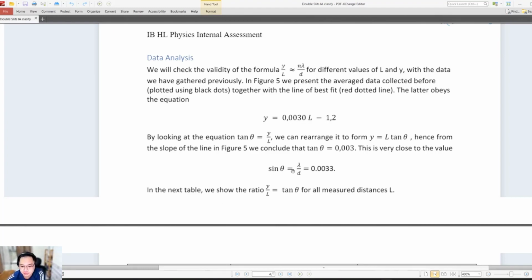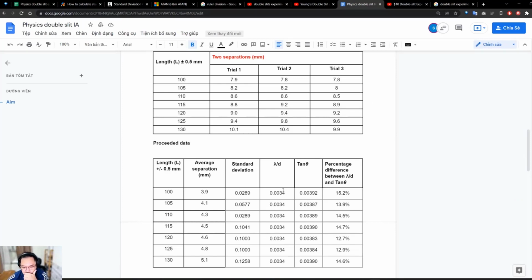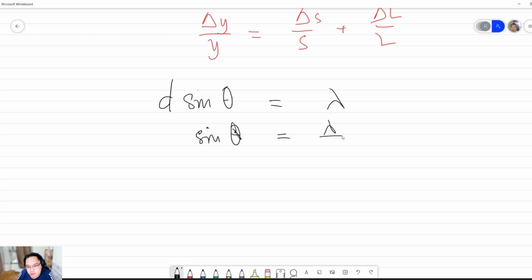The sine is lambda over d. So this is the difference between the sine and the tan, about 14%. This is sine, lambda over d. The path difference is approximately d times sine theta, and at the first maximum, the path difference is one wavelength, d sine theta equals one wavelength, and therefore sine theta is approximately lambda over d, and we compare it with the tan theta, which is the separation over the distance.